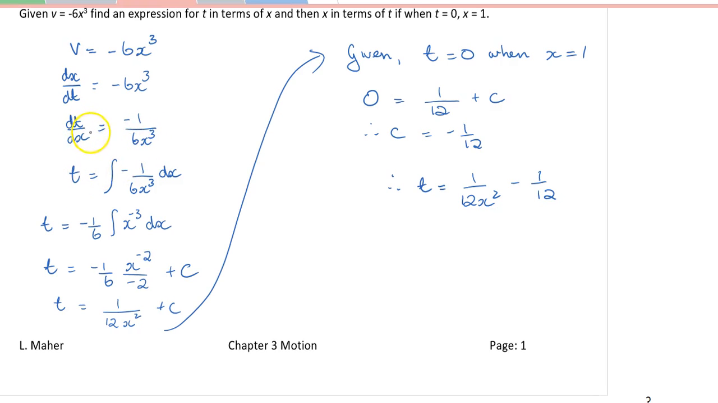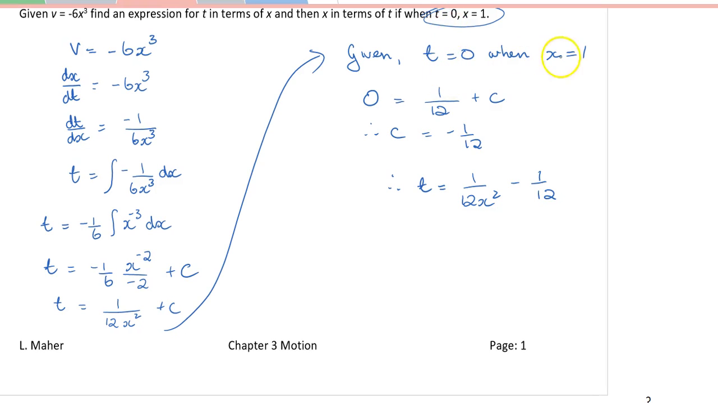So the next step after that is to say, well, I want to know what t was, so we need to integrate. Integrating, take out your constant, add 1 to your index, divide by your new index, and you get an expression for t with a constant. Now, the reason you're given this information is so you can evaluate the constant.